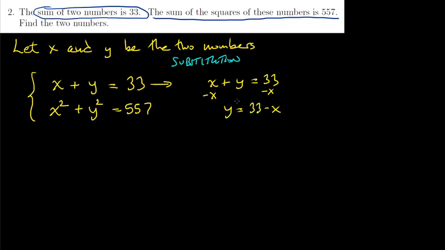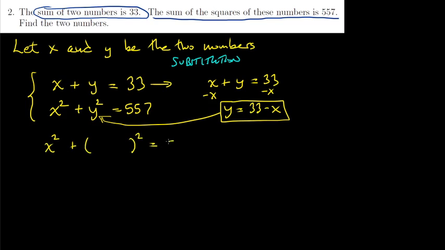Okay, so now that I know what y is in terms of x, I can replace this y in the second equation with 33 minus x. So let's do that. We still have x squared plus y squared equals 557. But y is now 33 minus x. Right. So what do I do now? I just multiply this out, right?